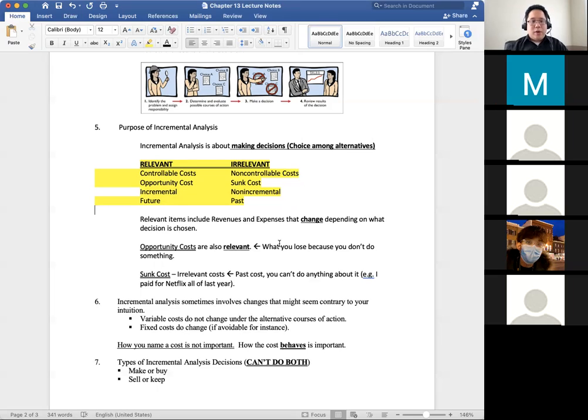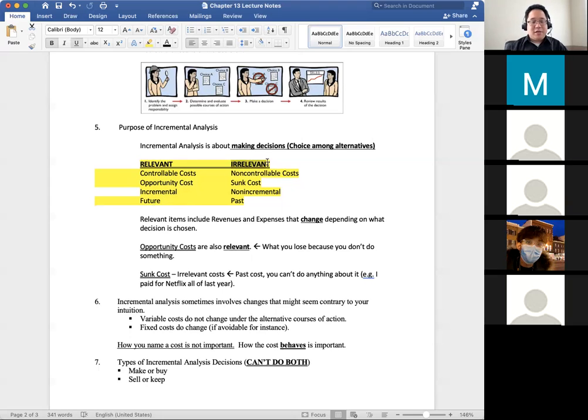Okay, so when you are deciding to buy something or rent something, if you're deciding to go to the gym or not go to the gym, you have to think about, okay, well, what are my costs? What are my benefits? When you think about incremental analysis, you think about stuff you can control. You think about opportunity cost. You think about incremental cost, something that changes. You think about future costs. Basically, you think about things that can change if you do something or if you don't do something.